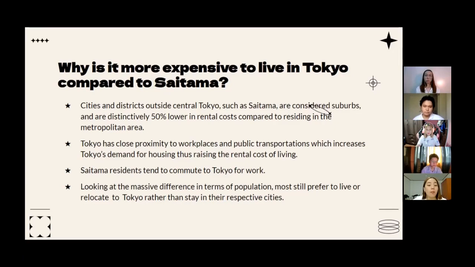Due to this, a significant number of Saitama residents commute to Tokyo to work in order to avoid the high cost of living associated with it. However, looking at the massive difference in population between the two neighboring cities, most opted to move to Tokyo and live with a high pay, high rent kind of lifestyle rather than stay in their respective provinces. So that's all for Japan versus Tokyo's comparison.